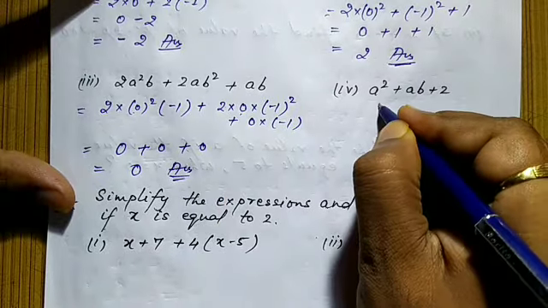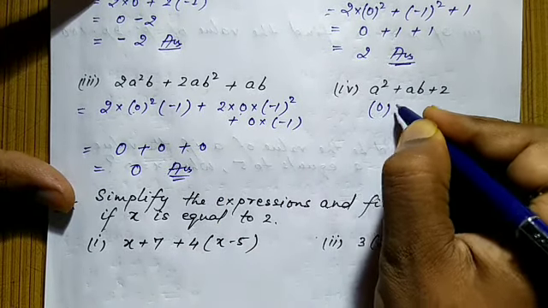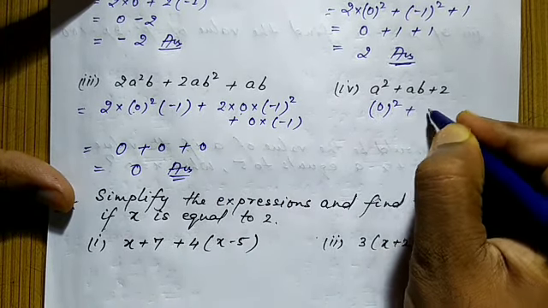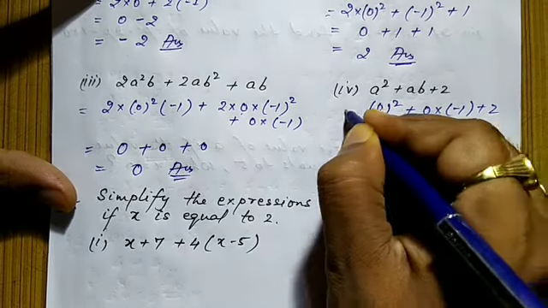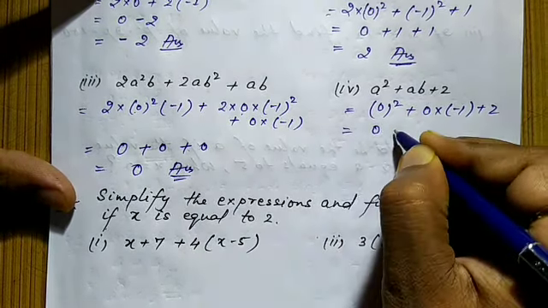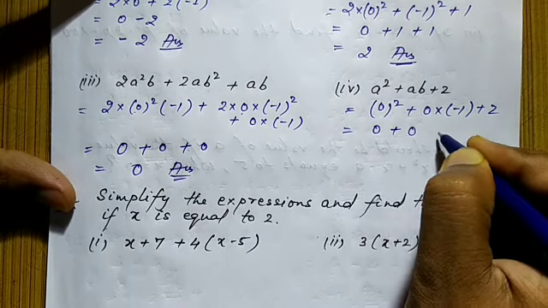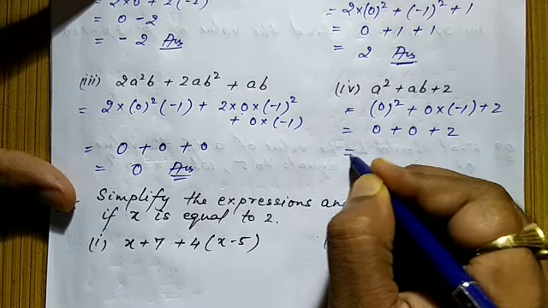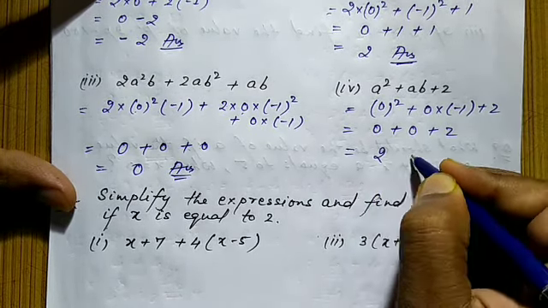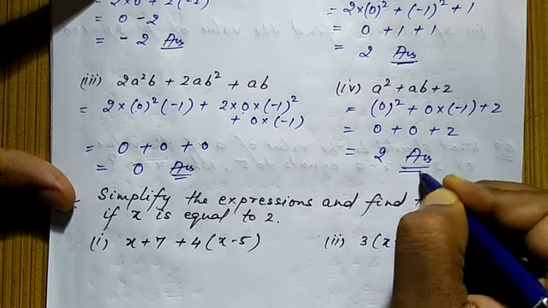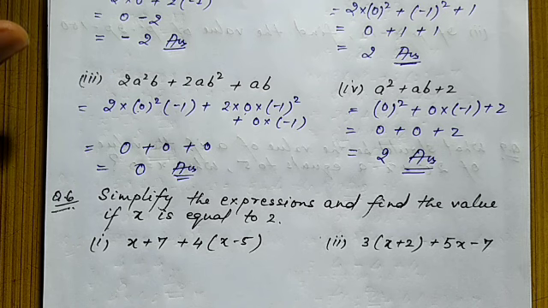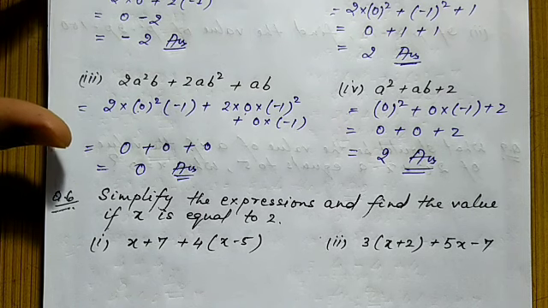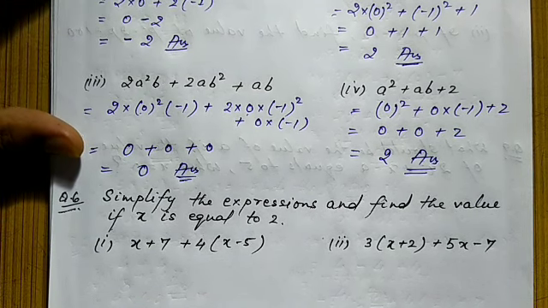Next one, what is the value of a? 0, 0 square plus 0 into minus 1 plus 2. Okay, 0 square 0, 0 into minus 1, 0 plus 2. Okay, so the answer is plus 2. Okay, see, this is very easy, only you have to put the value and solve it. Come to the next one.